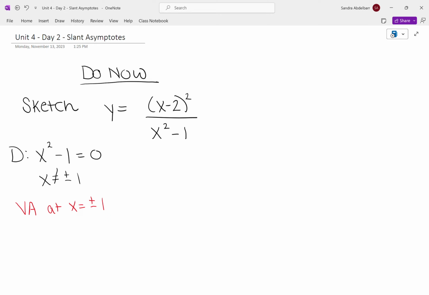All right, the next thing we want to talk about, so we have our vertical asymptote. The next part we want to talk about is a horizontal asymptote. And we find the horizontal asymptote when we take the limit as x approaches positive and negative infinity of our function.